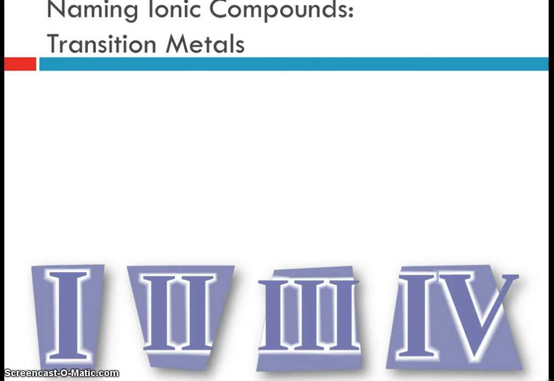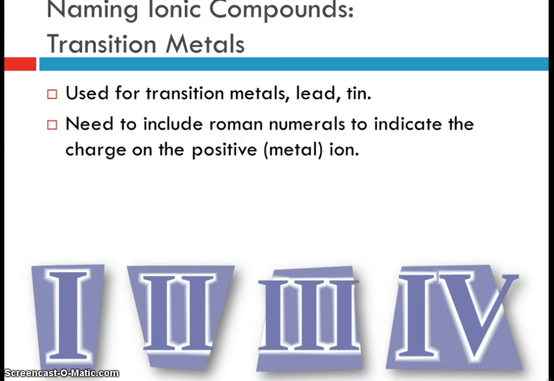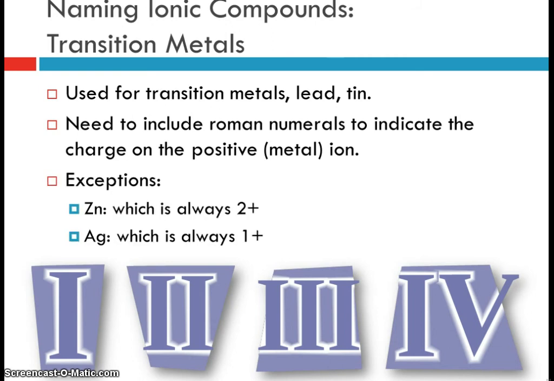Naming ionic compounds for transition metals. For transition metals and the elements lead and tin, you need to include Roman numerals to indicate the charge on the positive ion or the metal. The exceptions are zinc, which is always a 2 plus, and Ag, which is silver, which is always a 1 plus.